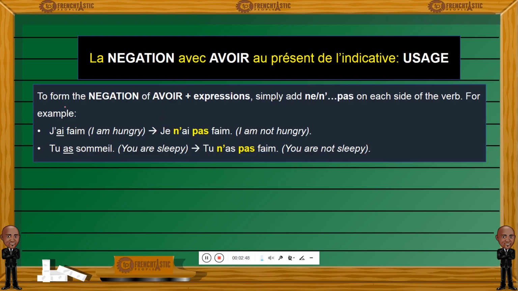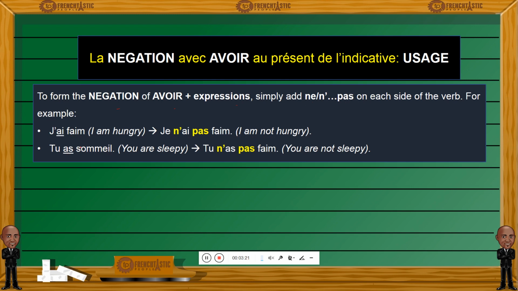So a little more about it. To form the negation of avoir plus expressions, simply add ne or an apostrophe plus verb, and pas on each side of the verb. So you will wrap the verb with ne and pas. The verb will be sandwiched in between ne and pas. For example, j'ai faim, I'm hungry. Je n'ai pas faim, I'm not hungry. Tu as sommeil, you're sleepy. Tu n'as pas sommeil, you are not sleepy.